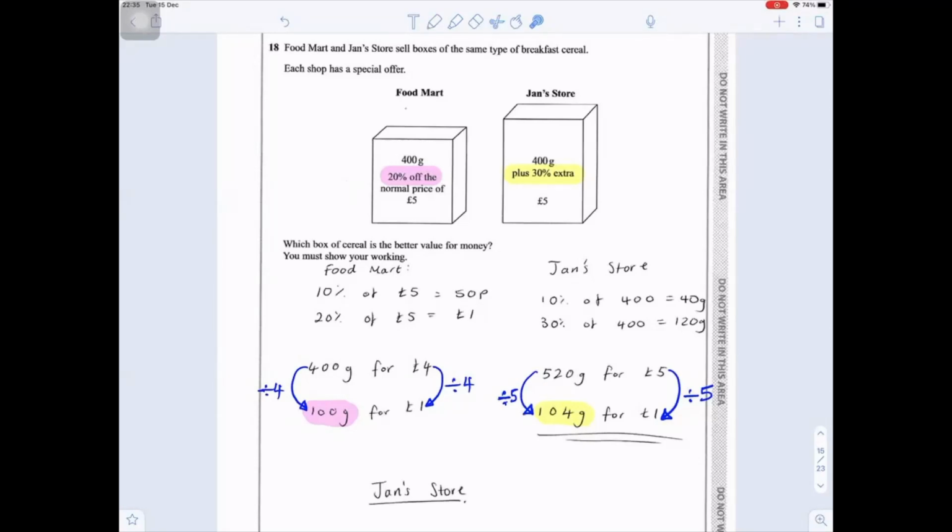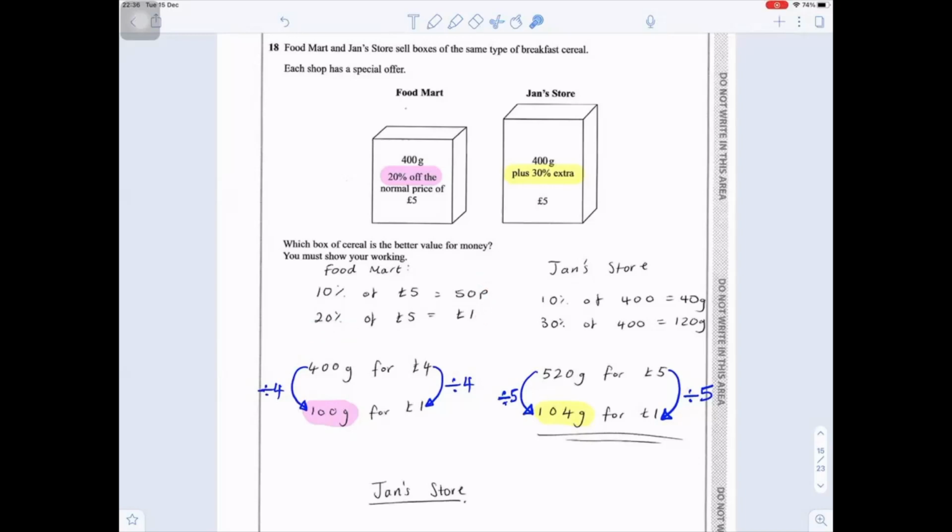Let's start with Food Mart. Let's work out what 20% is. So 20% of £5: 10% of £5 is 50 pence. If you double it, 10 times 2 is 20, and 50 pence times 2 is £1. So 20% of £5 is £1.